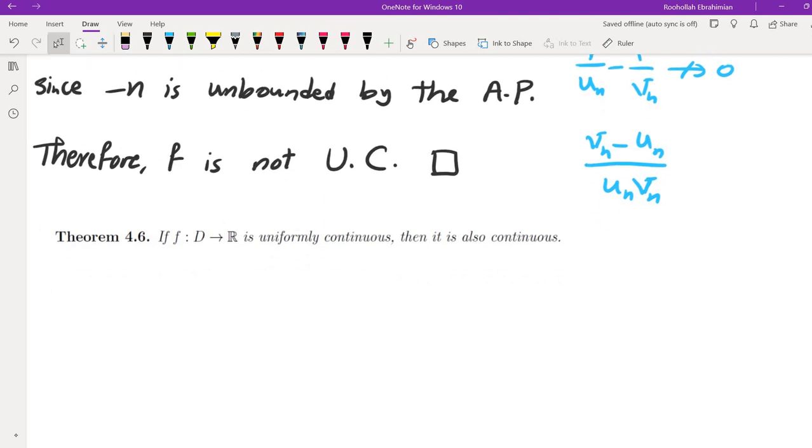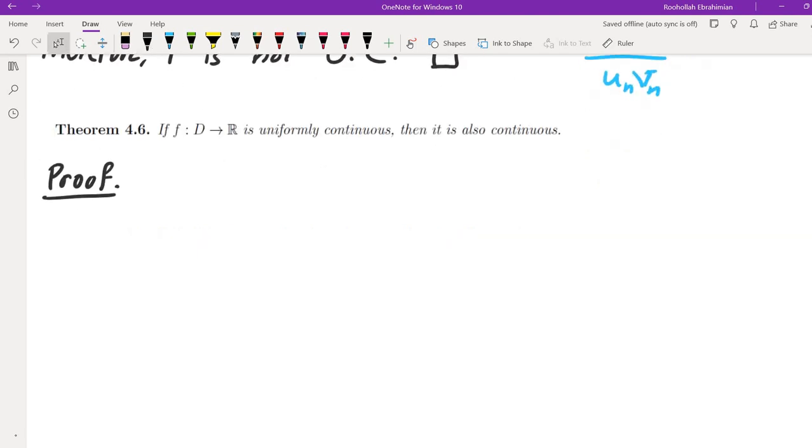Next, we're going to talk about a simple fact that every uniformly continuous function must also be continuous. So we're going to go over the proof of this one. If f from D to R is uniformly continuous, then it is also continuous. So if I were to show that this function is continuous, I would need to show for any sequence that converges to a number, let's say x naught, f of that sequence converges to f of x naught.